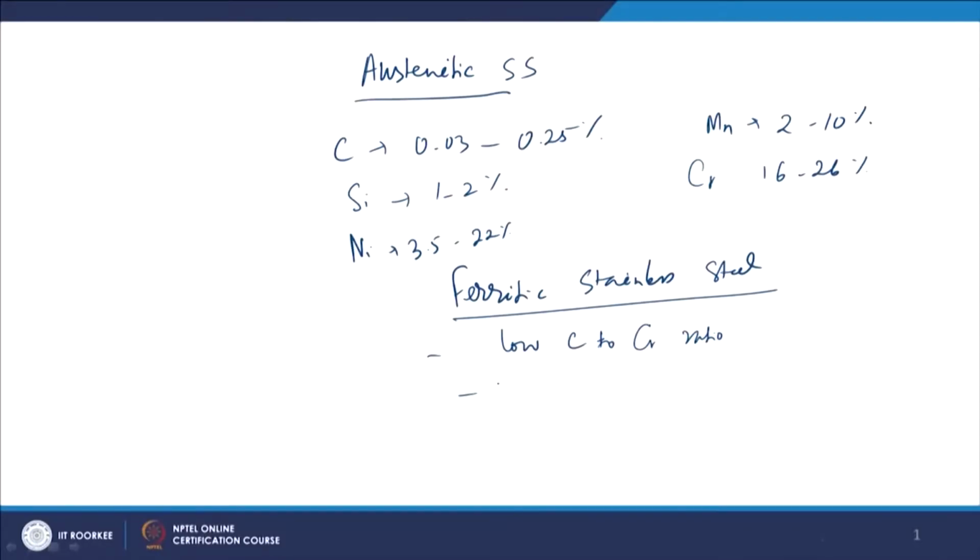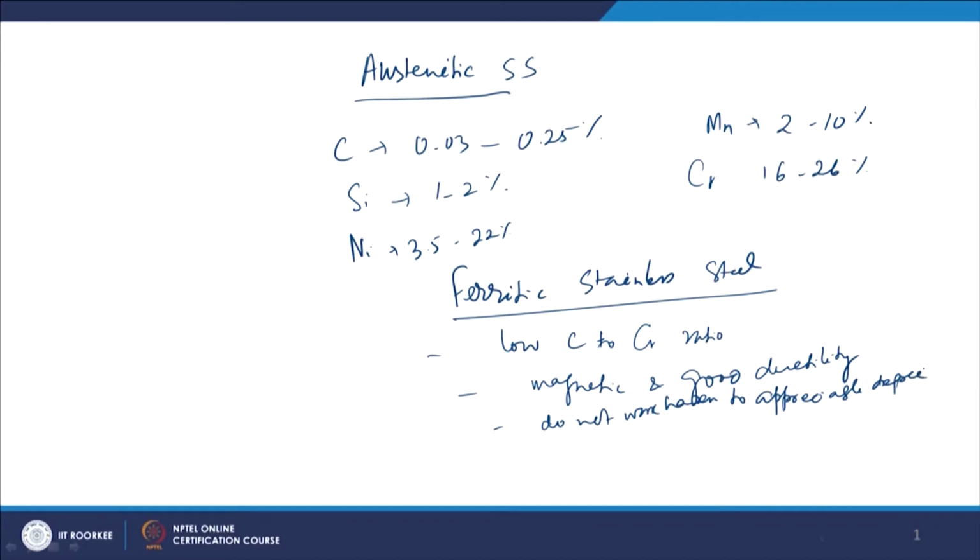These steels are basically magnetic and have good ductility. That is again the property of these ferritic stainless steels, and they do not work harden to an appreciable degree. Now, the ferritic stainless steels are more corrosion resistant than the martensitic stainless steel. That is the property, and they have good softness and ductility and corrosion resistance in the annealed condition.